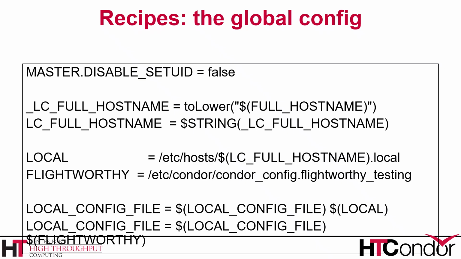So what does this look like in terms of config? Well, first we have to set this kind of obscure knob, MASTER.DISABLE_SETUID equals false. And by default, what's going on here is that Condor turns off the capability to run setuid binaries in each of its daemons. And this is a security thing, so we don't want any jobs to be able to run a setuid program, because if there was a bug or perhaps a security problem, they could compromise the rest of the Condor system.